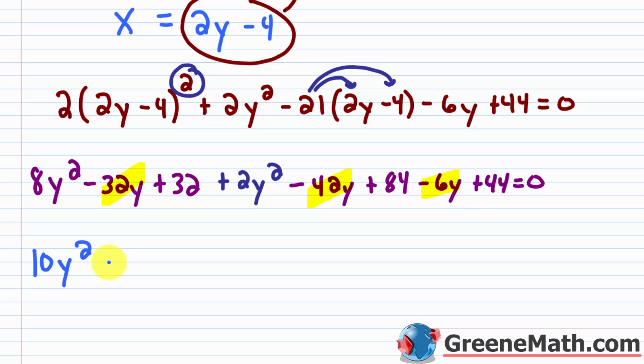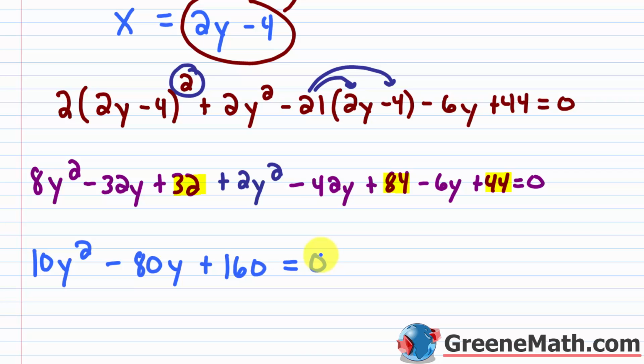So this would give me minus 80y. Okay, so let me unhighlight those now. And then lastly, we have the constants. So you've got 32, 84, and 44. Okay, so 32 plus 84 is 116. Then if I add 44, I get 160. So plus 160, and this equals 0.